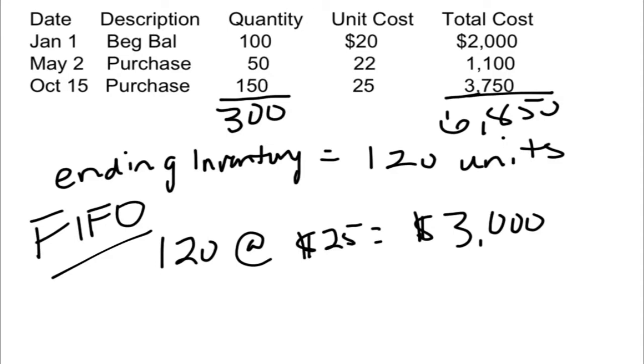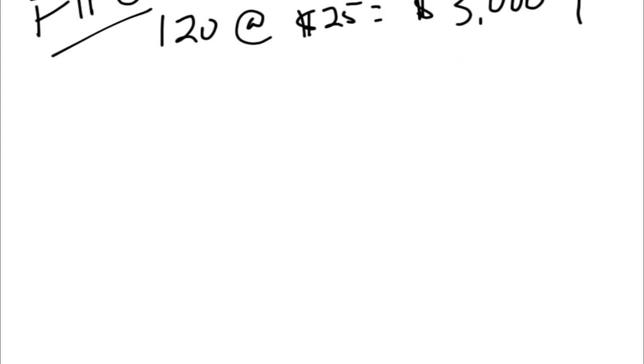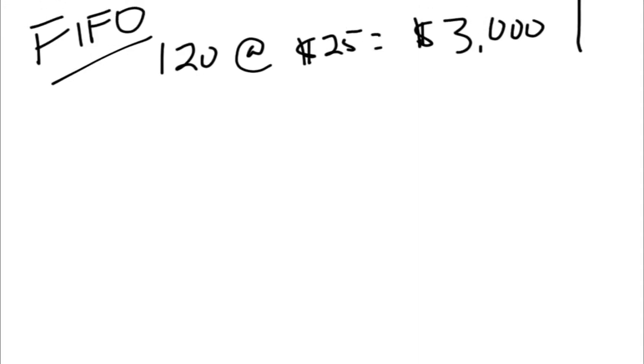Now, if that's a little confusing, I can prove it to you another way. It's a little bit more lengthy, but we can do it. If we have 120 units in inventory at the end, how many did we sell? Well, we have 300 we could have sold. If we didn't sell 120, we must have sold 180. So let's look at cost of goods sold. This figure that we just got, our $3,000, is your ending inventory.